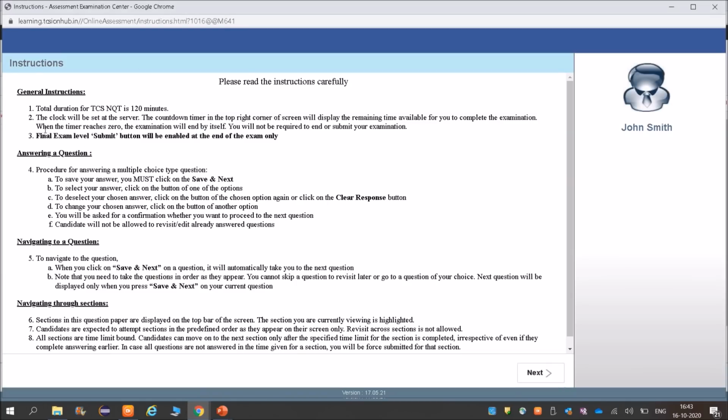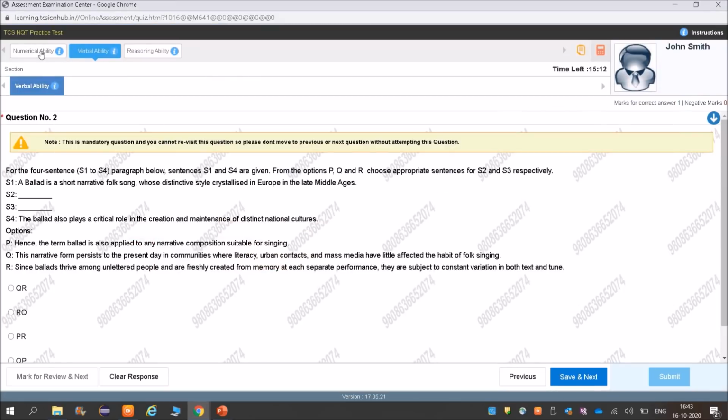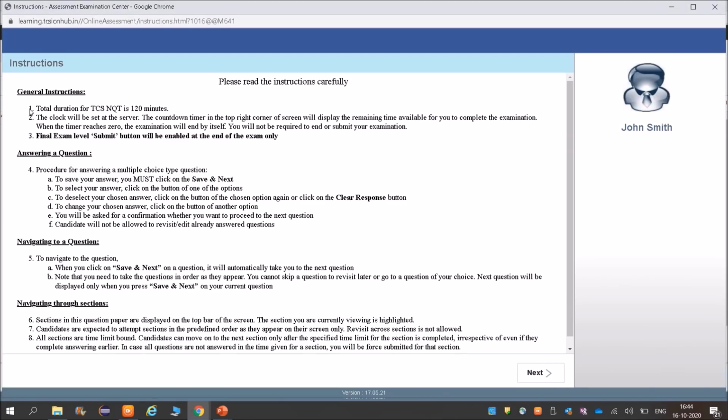Okay, now friends, the final exam level submit button will be enabled only at the end of the exam. So friends, once you have written the aptitude, English and reasoning sections, only then will the final submit button be enabled. Otherwise, you will not be able to see the final submit button. So once you are done with all 3 sections, only then will you be able to click on this submit button. Okay, so this is the general instructions.